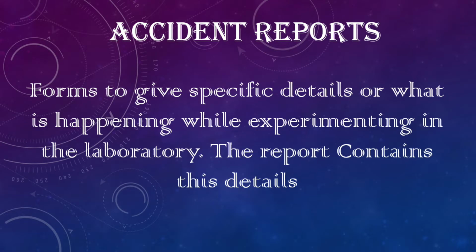You guys also have to know about accident reports. So what is an accident report? Accident reports are forms to give specific details of what is happening while experimenting in the laboratory. The report needs to contain these details. First, name of the person injured, and we must inform the family of the person who is injured.